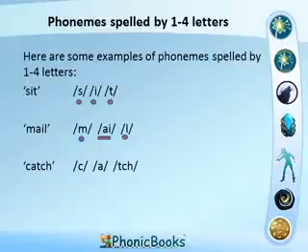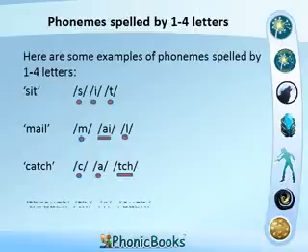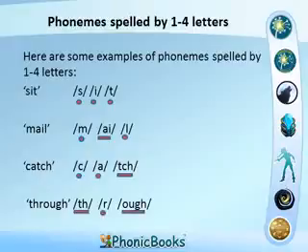In the word catch, the phonemes are k, a, ch. The phoneme ch is spelled by 3 letters. In the word through, the phonemes are th, r, oo. The phoneme oo is spelled by 4 letters.